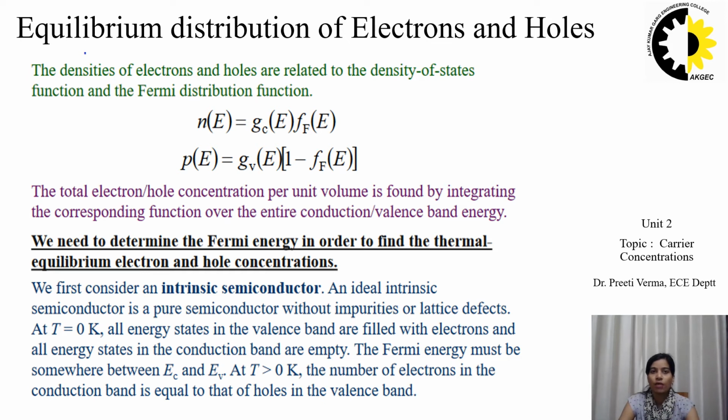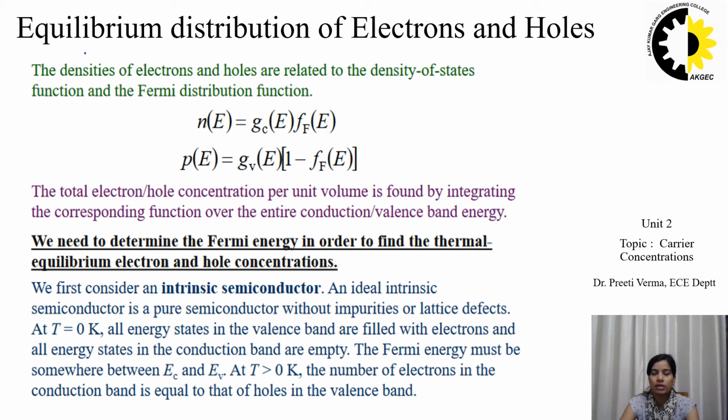So the density of electrons and holes are related to the density of state function and the Fermi distribution functions. So N(E) is equal to Gc(E) multiplied by F(E). Gc is called the density of states and F is providing the probability of finding an electron in that state.